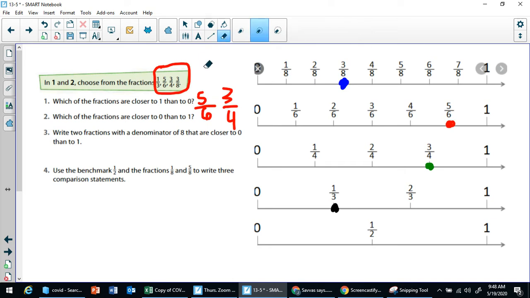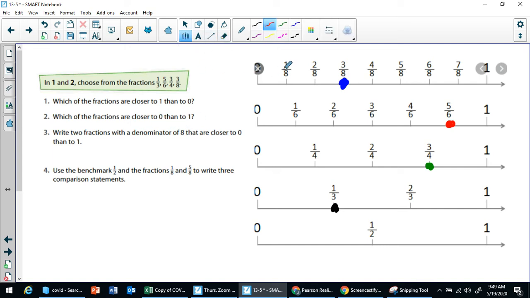So now we're going to go on to our next question, which is question number 2. Which of the fractions are closer to 0 than to 1? So same type of concept now. Let's look at these fractions. We're looking at these again. So we said for number 1, 5/6 and 3/4 was closer to 1. But now we're looking at which ones are closer to 0. 1/3, oh my goodness, that is very close to 0. And then 3/8 is close to 0. Okay, so you would put that right here for number 2.